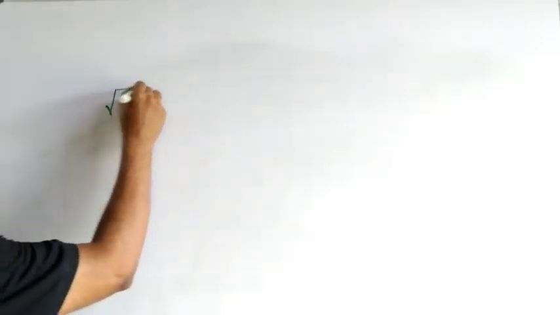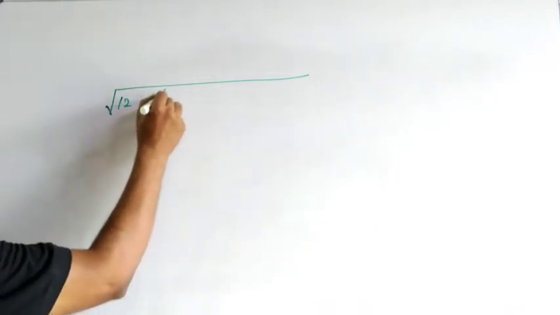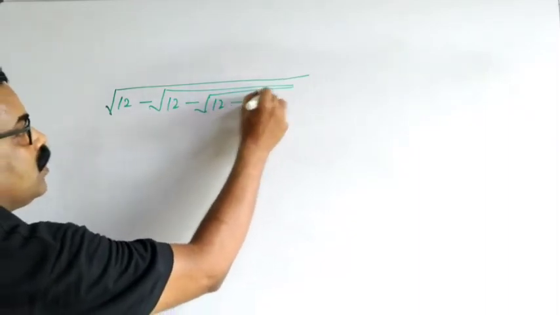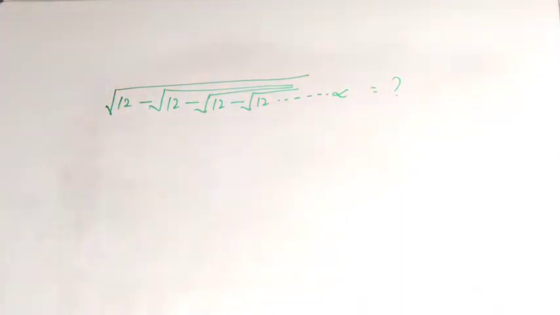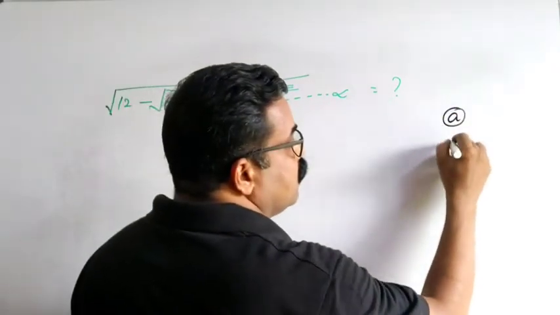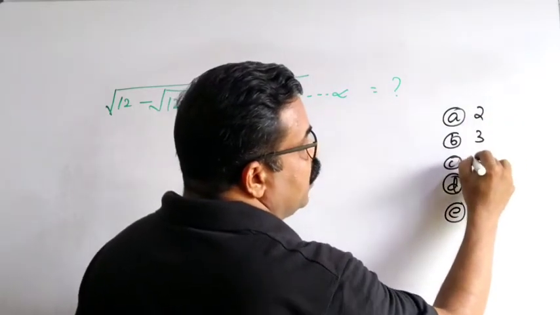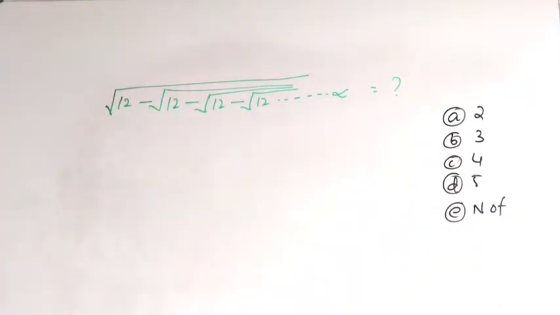So let us solve the same type of question once again with a different number. For example, root of 12 minus root 12 minus root 12 minus root 12 up to infinity is equal to what? So this is the question given. Here also you have options given: 2, 3, 4, 5, none of these.